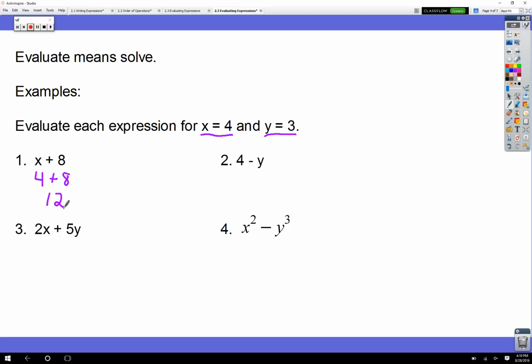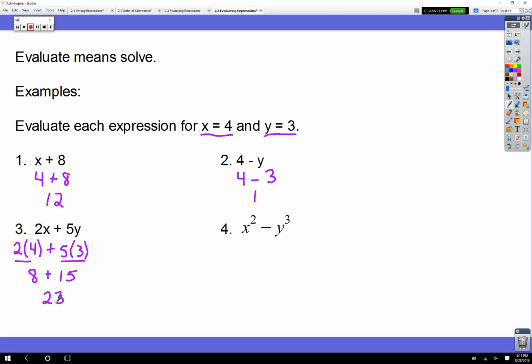Number 2 is 4 minus y. So I'm going to write 4 minus y is now 3, because it tells us up here y is 3. 4 minus 3 is 1. Number 3, I have 2 times x. I'm going to use parentheses to show multiplication. So 2 times 4, because x equals 4, plus 5 times 3, because y equals 3. Multiplication first. 2 times 4 is 8. 5 times 3 is 15. 15 plus 8 is 23.